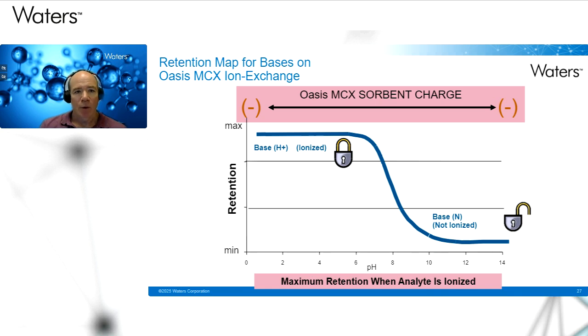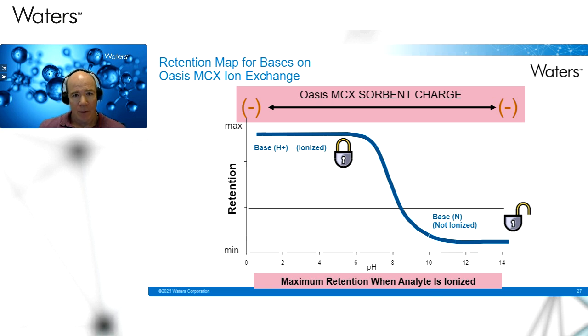Very quickly, I want to take a look at a couple of retention maps. You may notice these look similar to the reverse phase retention map we were looking at earlier, but instead of being based on organic content, this is based on pH. So this one is for the Oasis MCX. It's the strong cation exchanger. What that means is that the sorbent is always charged. It's at a permanent negative charge, so it can attract positively charged bases.